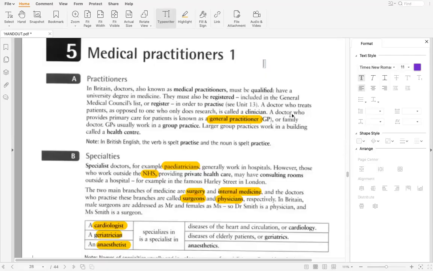A doctor who provides primary care for patients is known as a general practitioner, GP. General practitioner in Arabic means ممارس عام, or a family doctor. GPs usually work in a group practice. Larger group practices work in a building called a health care centre.